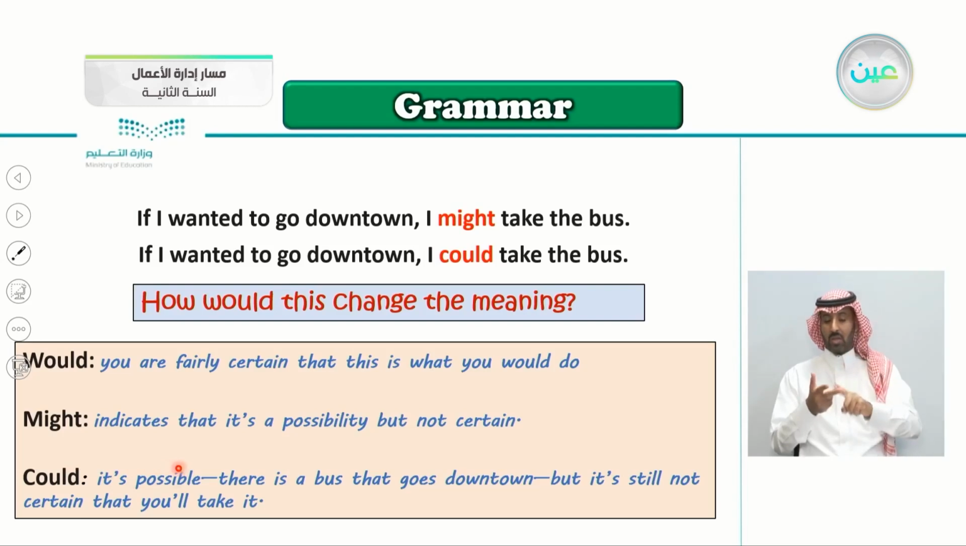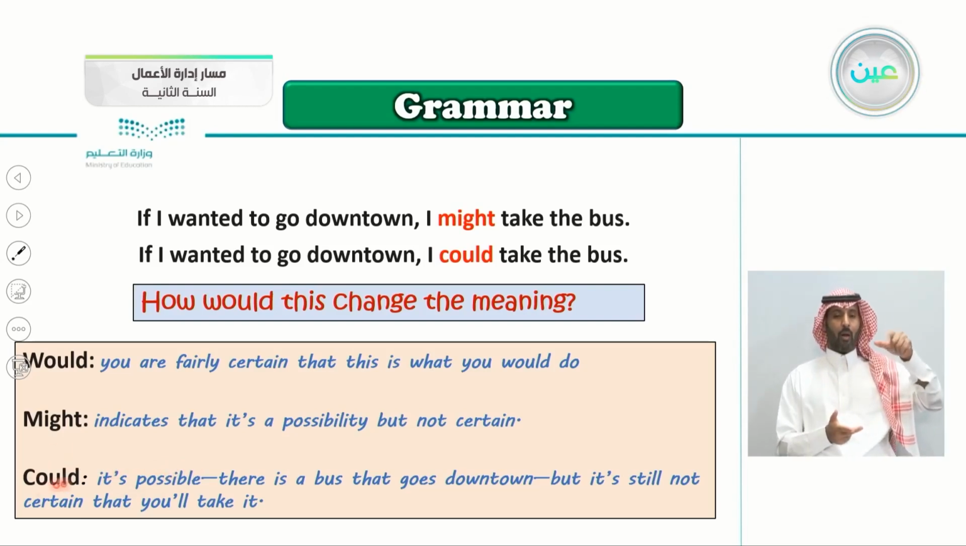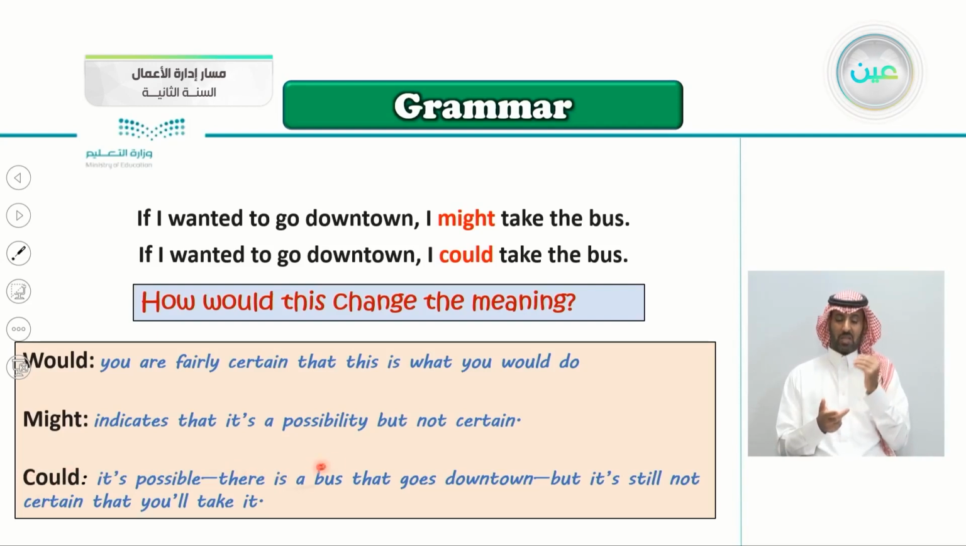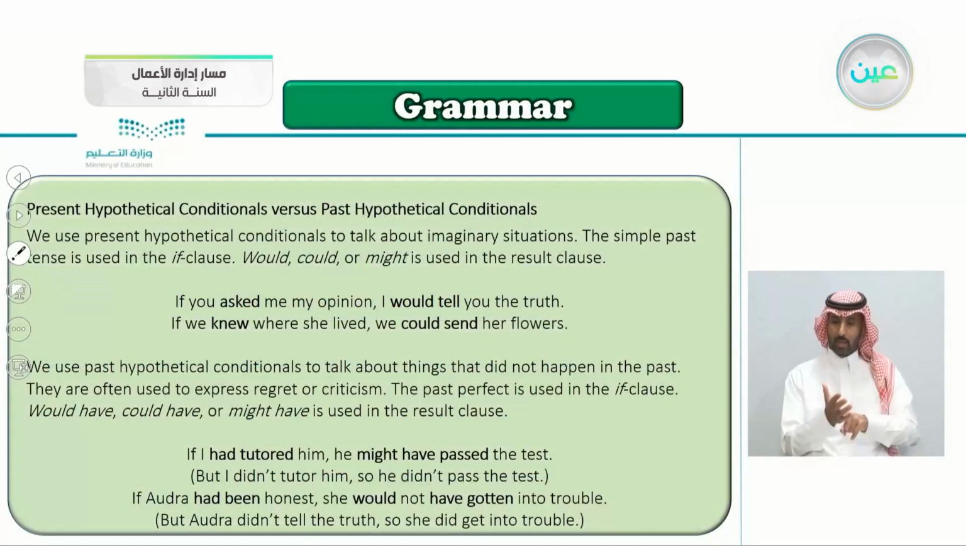Could means that it's possible. So could indicates the possibility. There is a bus that goes downtown, but it's still not certain that you will take it. So this is the difference between would, might, and could. Would indicates that you are sure, this is what you would do. Might indicates a possibility, you are not sure. Could indicates that it is possible, that there is a bus that's going downtown, but it's still not certain that you will take it. So let's read the grammar here together.